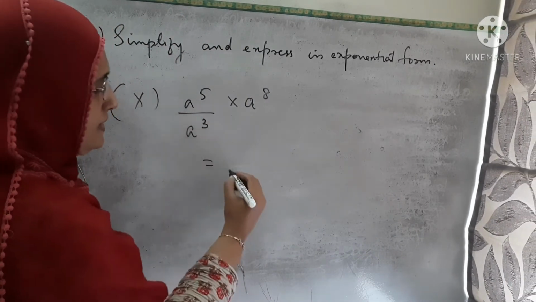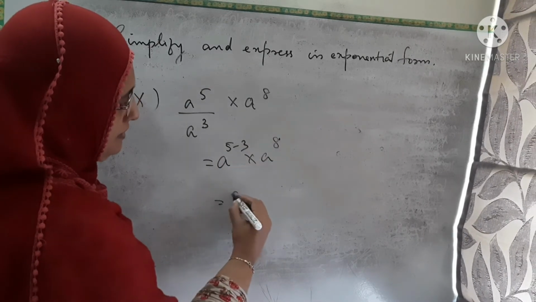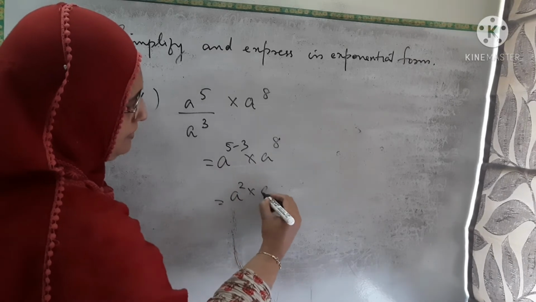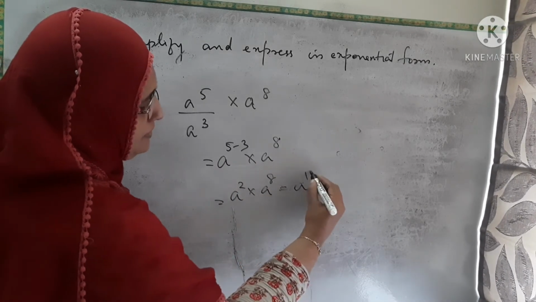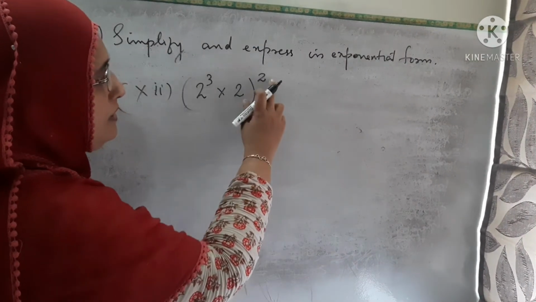First we can do this division. That is a raised to 5 minus 3 into a raised to 8. So a raised to 5 minus 3, a raised to 2 into a raised to 8, which is equal to a raised to 10. Next one is 2 raised to 3 into 2, the whole raised to 2.